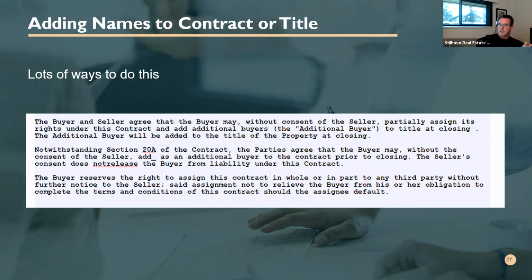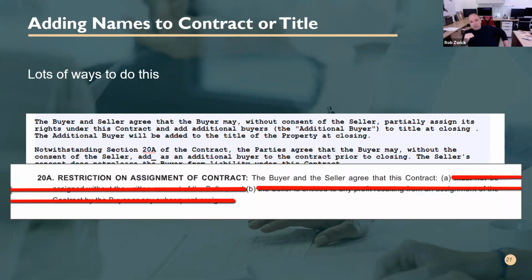If you leave that intact, you don't cross it out, that'll often make the seller feel a lot more comfortable about an assignment because they realize you're not doing it to trick them or to get profit. You're simply doing it because you want to close it in your wife's name or a corporation name. So you can choose. So the second way of doing it, where you just cross out part of 20A, is acceptable in your opinion?